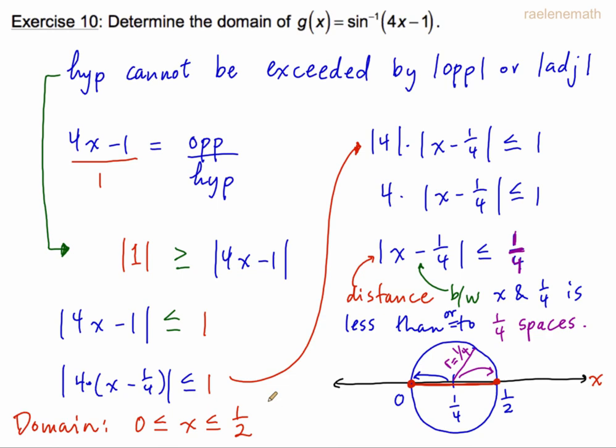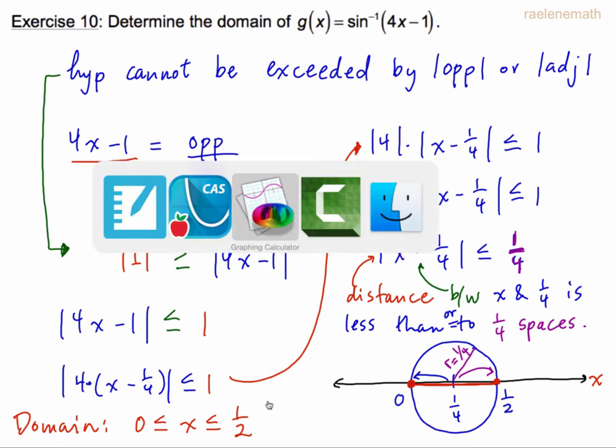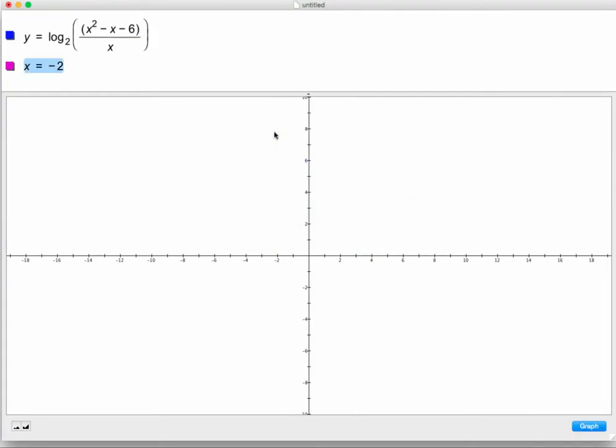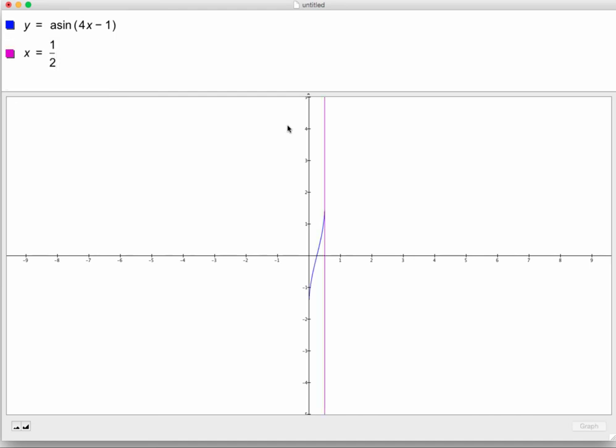And so we should take a look at this graph as well. We are going to graph y equals arcsin, which in this program is typed in as a sine inverse of 4x minus 1. And we see that we have a graph bounded between x equal to 0 and x equals 1/2. And so there you have it.